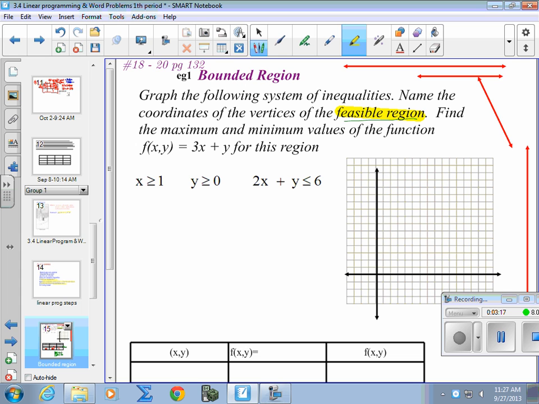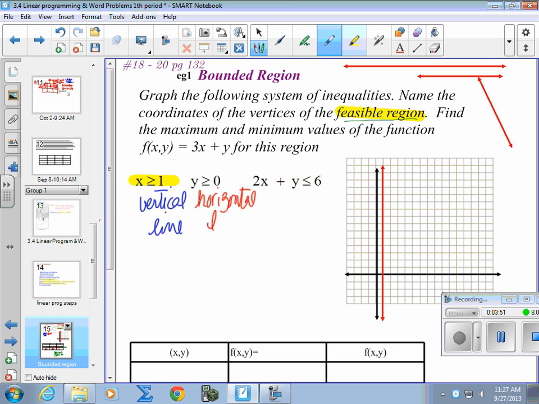The first equation, x greater than 1, is a vertical line. So we're going to draw a vertical line on x is equal to 1. And the next line is a horizontal line. And there's a horizontal line on 0.